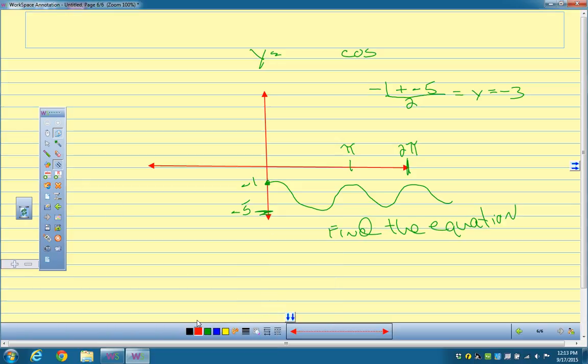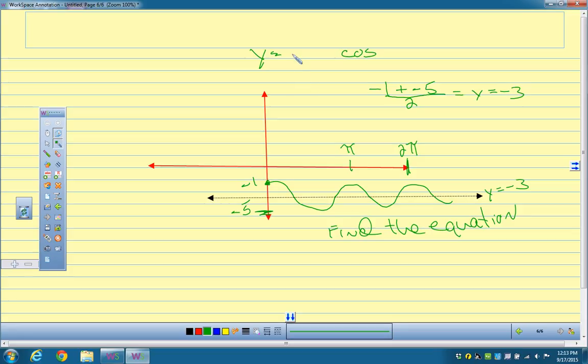So there it is. The equation of this line here is y equals -3. Now, where's that going to go in the equation?